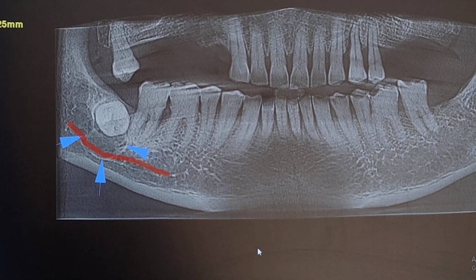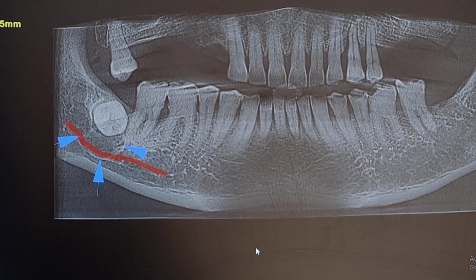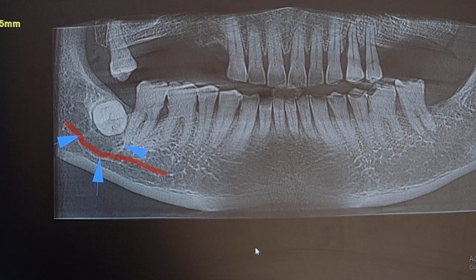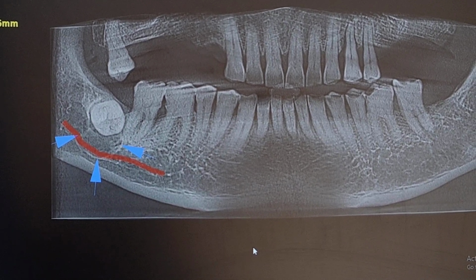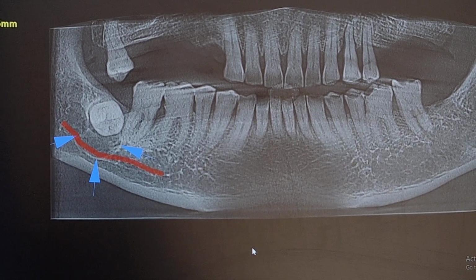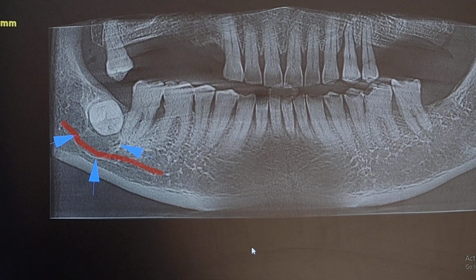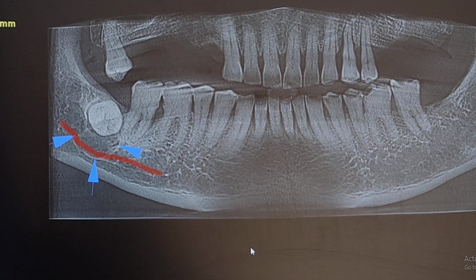Today I am going to discuss an interesting case, that's Dentigerous cyst. We all know that Dentigerous cyst is a common developmental odontogenic cyst. It's often associated with maxillary impacted canines and mandibular impacted third molars. Radiologically, there are three types of Dentigerous cyst. One is central, the other one is circumferential, and the third one is lateral.